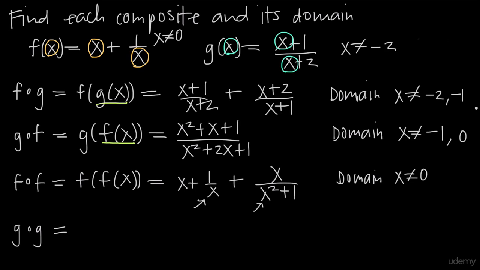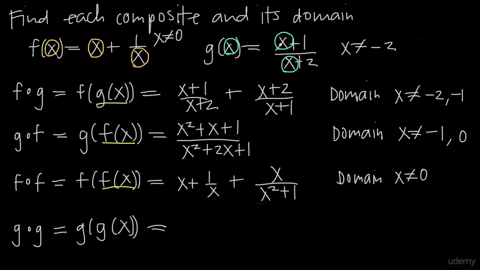But then remember, we have to look at the inside function, f of x, and its domain. The domain of f of x is all x not equal to 0. We've already accounted for that, so we've got the domain of the composite. And finally then, moving on to the composite g circle g, that's going to be g of x, so we're plugging g of x into itself.